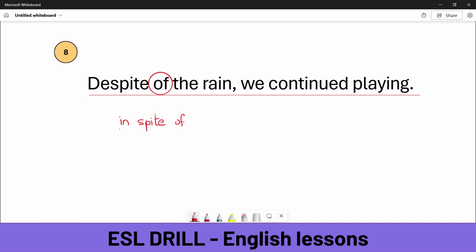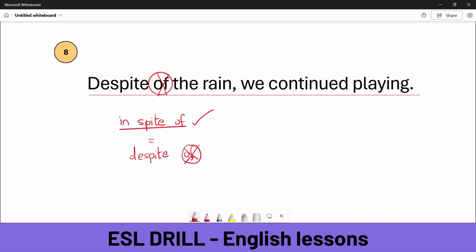And in spite of is a three-word preposition, also called a compound preposition, because it has a combination of three words. Now, in spite of is perfect, is okay. But despite and in spite of are the same. The only difference here is we don't have any of after despite. Never use that. In spite of and despite have the same meaning. So, there is no need to worry about that. But remember this one, don't use of.